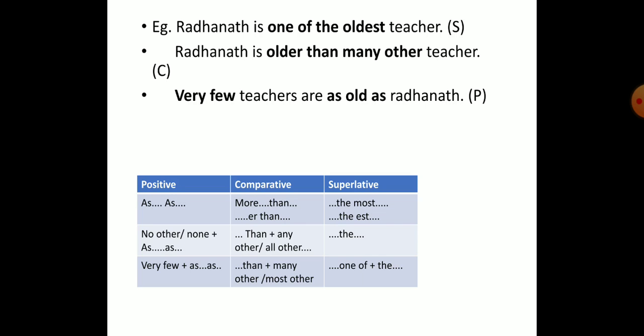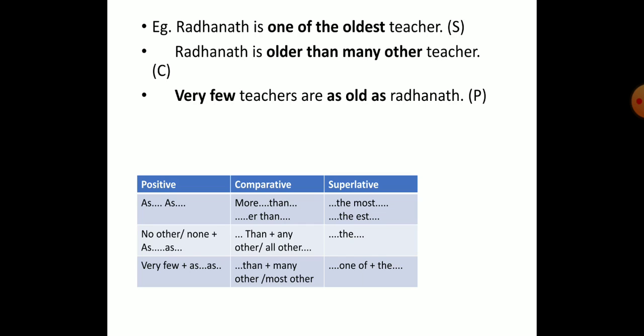Obviously not. As you can see on your screen, my positive will start with "very few" or "not many". And don't forget, when the degrees change, the verbs will also change. So I will have: very few teachers are as old as Radhanath. Very few teachers are as old as Radhanath.